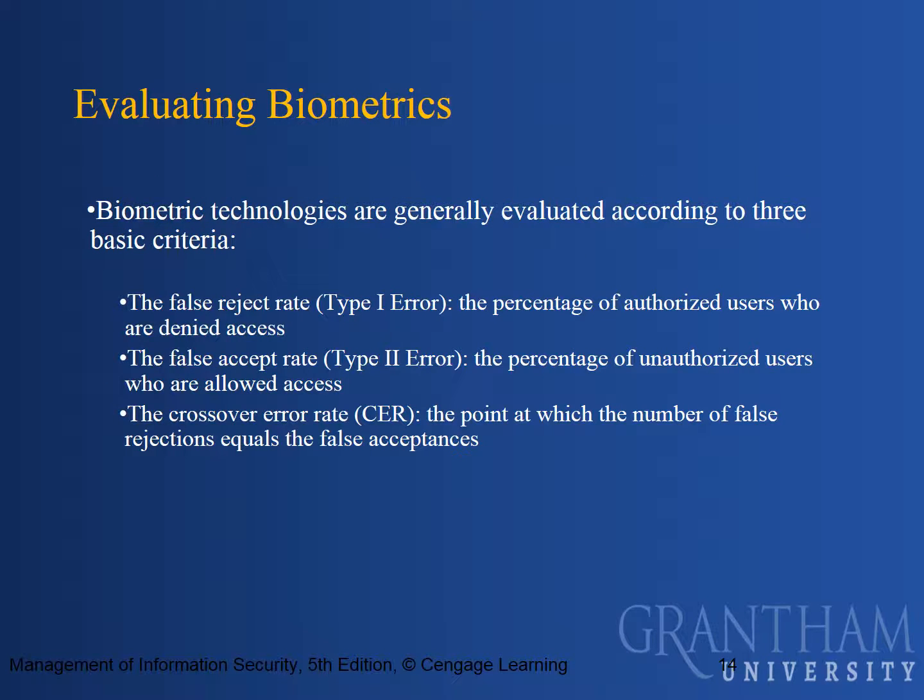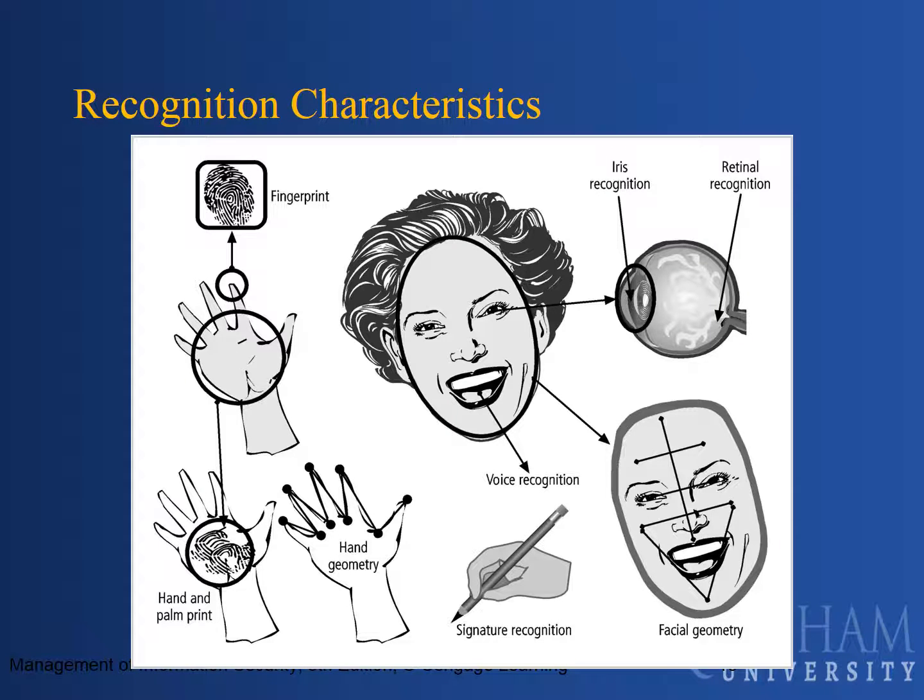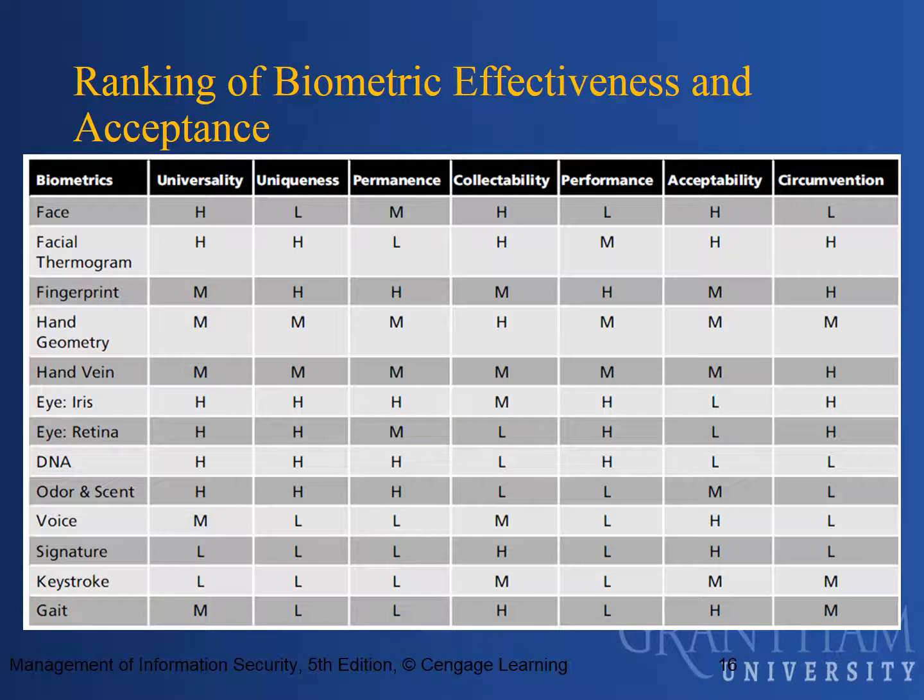Note that biometric technologies are generally evaluated according to 3 basic criteria: a false reject rate or type 1 error, the false accept rate, type 2 error, and the crossover error rate or CER. Note the recognition characteristics that we spoke about. Ranking of biometric effectiveness and acceptance is shown in this table.